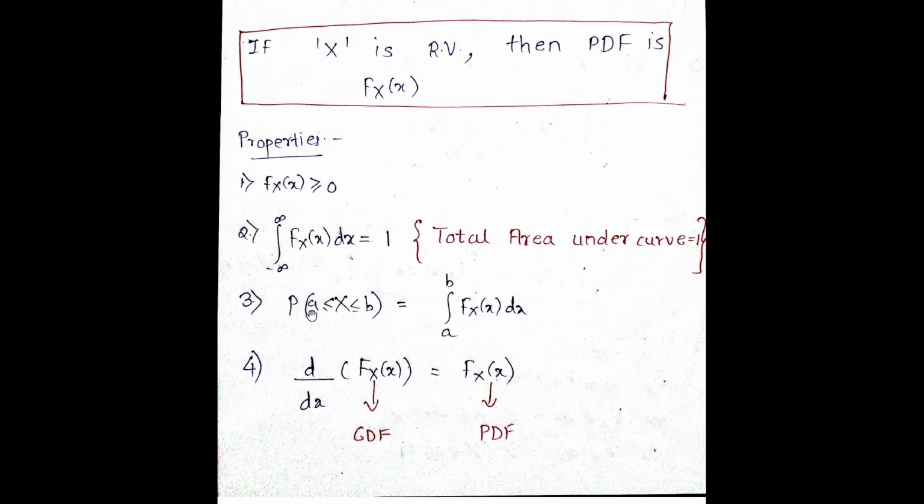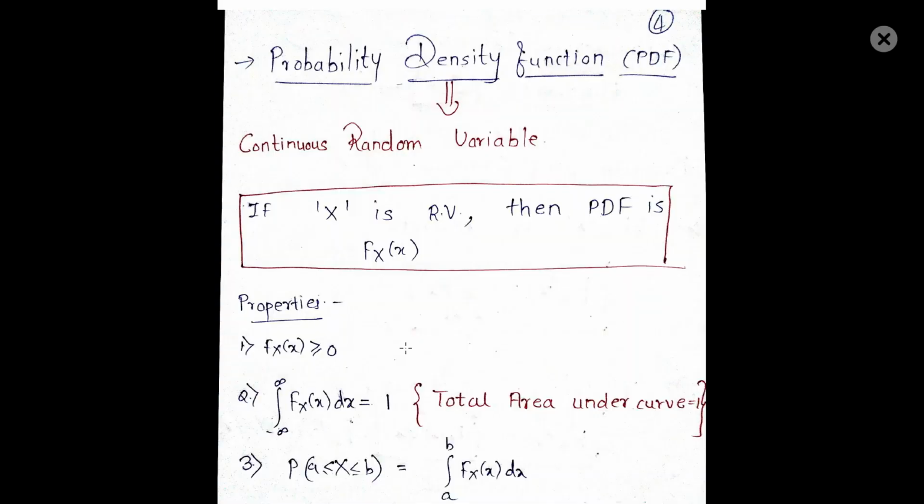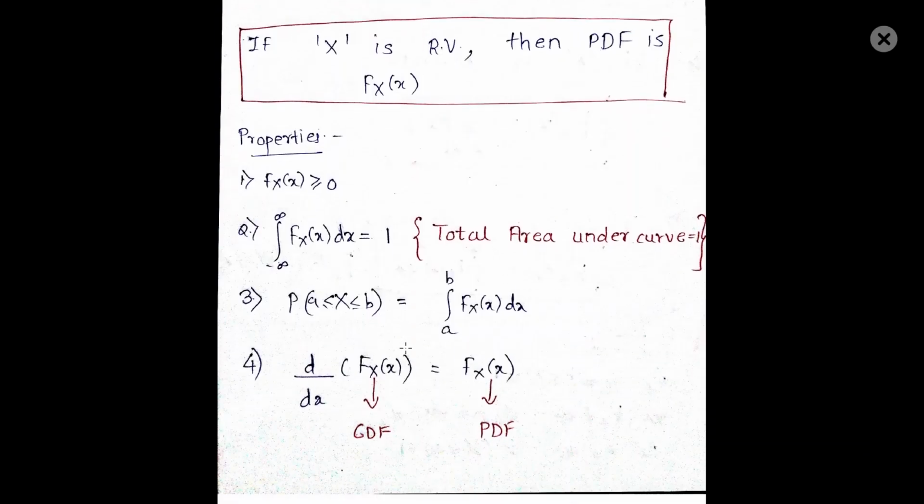Next thing, the integration from minus infinity to infinity is always equal to 1. And the probability, for example, of a random variable existing between a and b is given as the integral from a to b of fx of x dx. Similarly, this probability density function is a derivative of your cumulative distribution function. The next topic that we are going to learn, CDF, is this capital Fx of x. So that is very important.